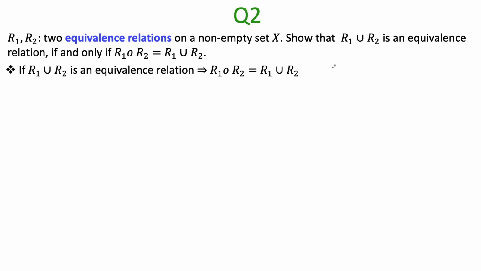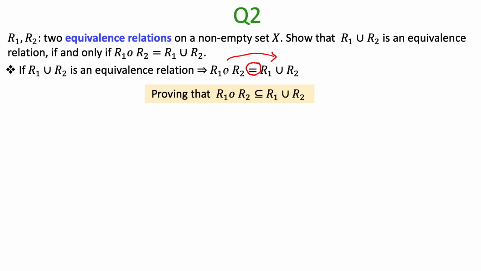Let's prove the implication in the other direction. I am going to prove that if the union of R1 and R2 is an equivalence relation, then the composition of R1 and R2 is equal to their union. So I have to prove the equality of two sets. I have to prove that R1 composition R2 is a subset of their union, and that their union is a subset of the composition of R1 and R2. Then only I can conclude that these two sets are equal.